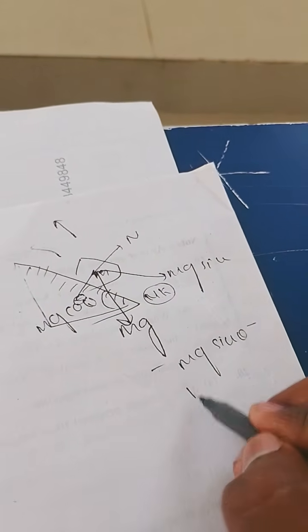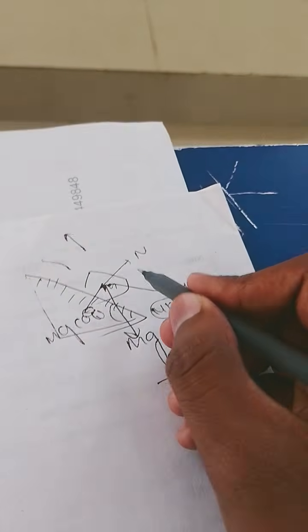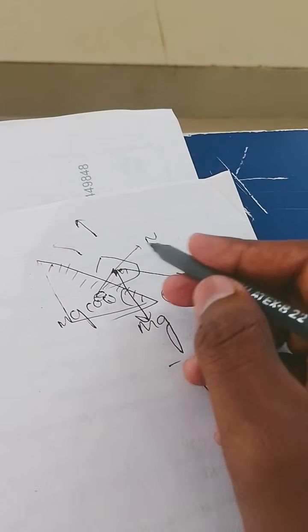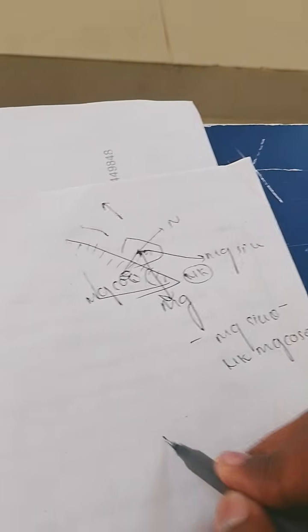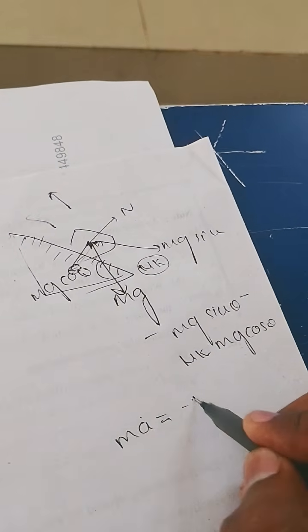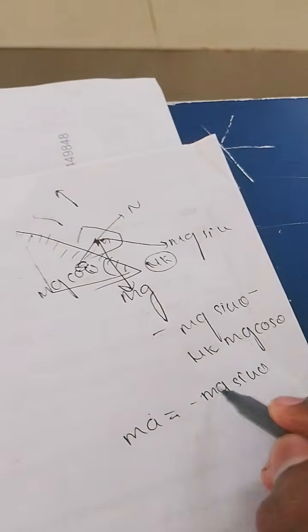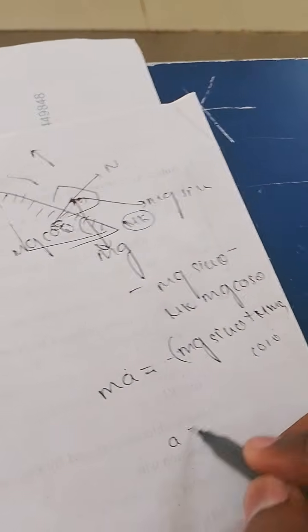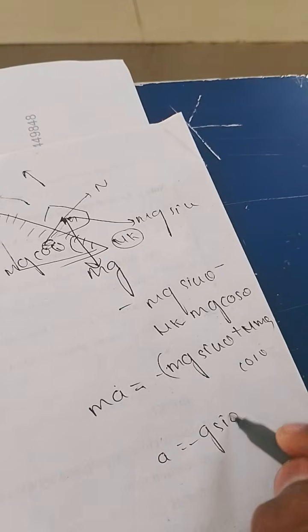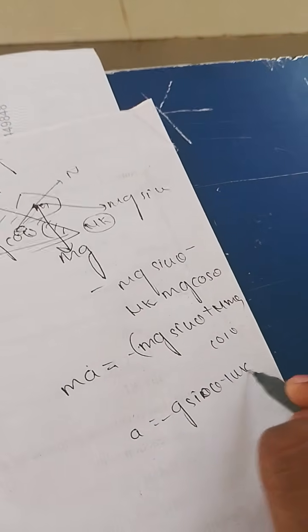We know that frictional force is given by mu k times the normal force. As the body is not moving in the perpendicular direction, the normal force is mg cos theta, so friction is mu k mg cos theta. From this we can write F net is equal to minus mg sin theta minus mu k mg cos theta, and dividing by the mass we get a is equal to minus g sin theta minus mu k g cos theta.